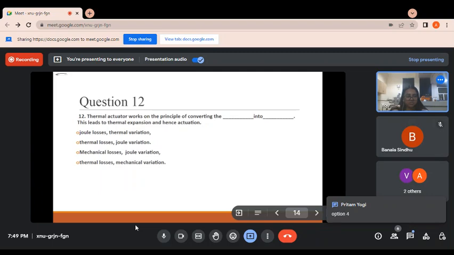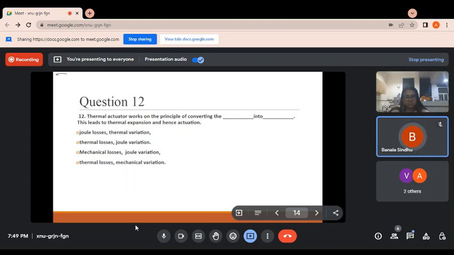No, not option 4. Ma'am, second option, ma'am. No, not the second option. Can you explain why thermal losses into Joule variation?